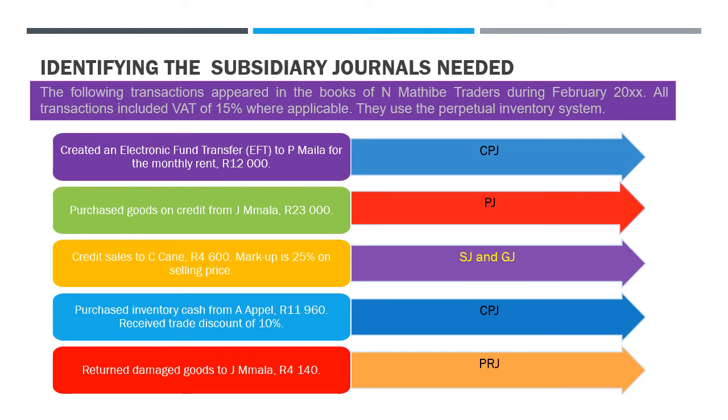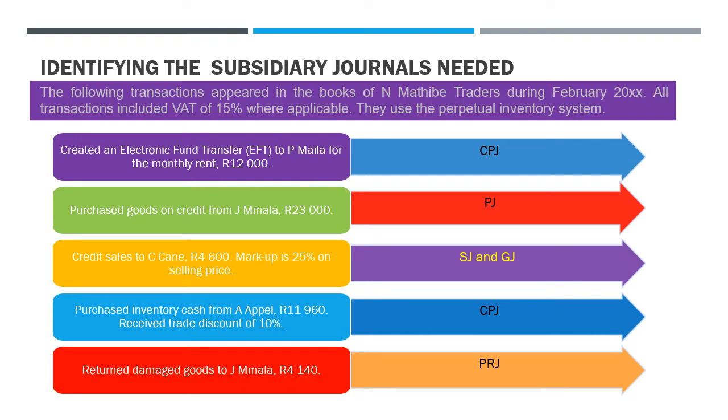So the first one that we have, they made an electronic fund transfer to P. Mailer for the monthly rent of 12,000. That will go into the cash payments journal. Purchased goods on credit from J. Mala. Since this is on credit, it will go to the purchases journal.